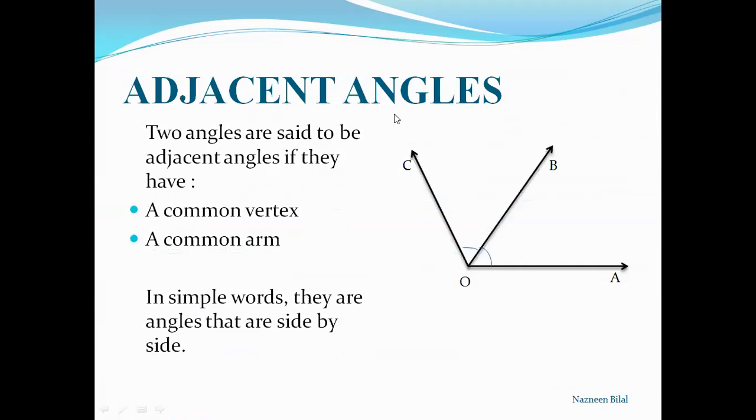Adjacent angles are two angles that share a common vertex and a common arm. So you can see here angle AOB and angle BOC. They both share a common vertex O and a common arm OB. Simply, if two angles are side by side, then they will be called adjacent angles.